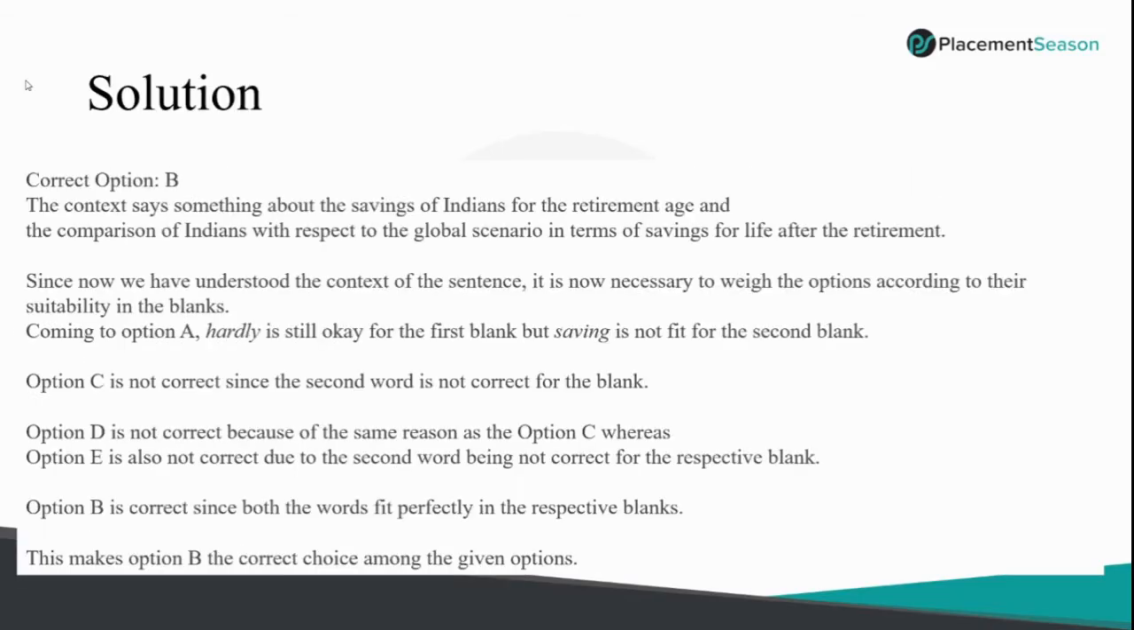Now coming to option C. Option C is also not correct because the second word is not perfect for the second blank. D can also be eliminated in the same way because it's not suitable for the second blank. E is also not correct. Again over here, the second word is not correct for the second blank. What is left? Because both the words perfectly fit.